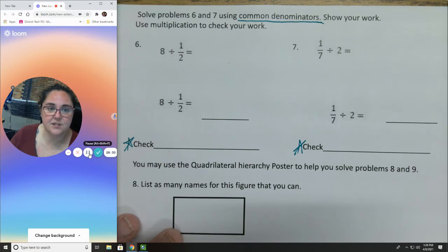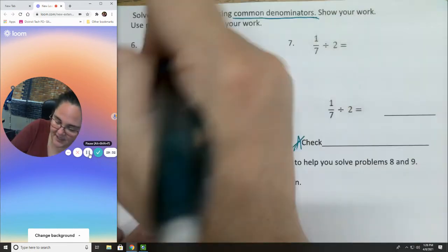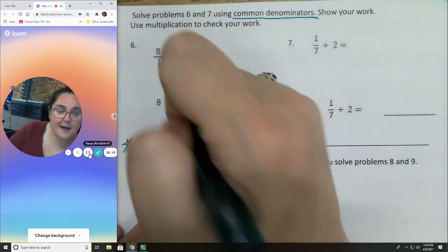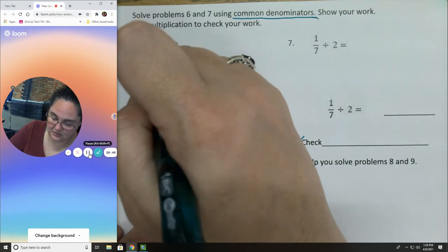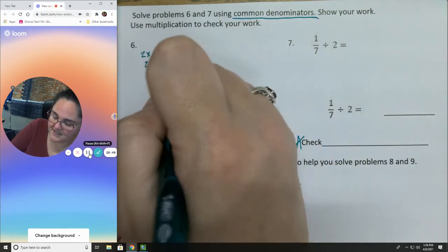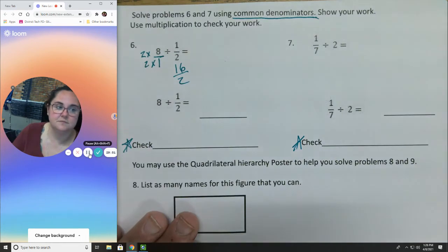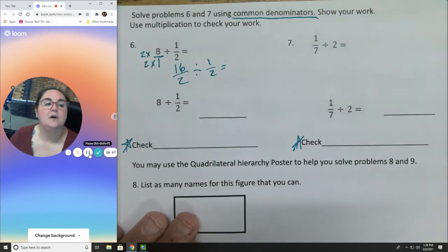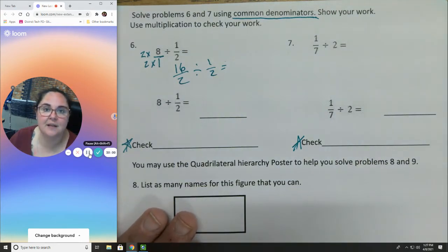Okay? So let's start with number 6. The first thing I'm going to do is put my 8 over 1. Now, my common denominator, I have a 1 and I have a 2. So my common denominator is going to be 2. So 16 over 2 divided by 1 over 2 equals what? Remember, after you have your common denominator, just divide the top numbers. So what is 16 divided by 1?